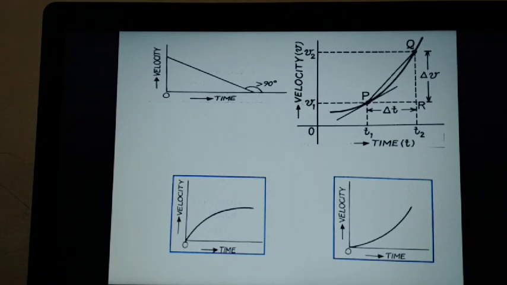See another graph. The time velocity graph is bending upwards. Then that is a continuously increasing acceleration. Okay, so if the velocity time graph is bending downwards, then that is continuously decreasing acceleration, and when the velocity time graph is bending upwards, then that is continuously increasing acceleration. So these are the different patterns of velocity time graph according to the situation.